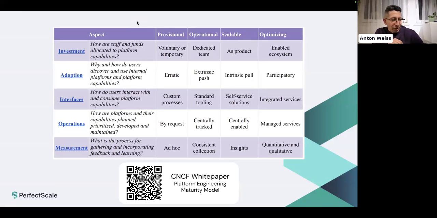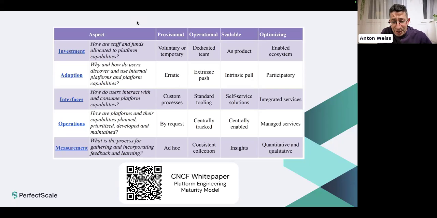Cool. Wonderful. Okay, by the way, we have some poll results coming in, and folks, we see most people are either at the provisional or operational stage. At least that's where they see themselves.